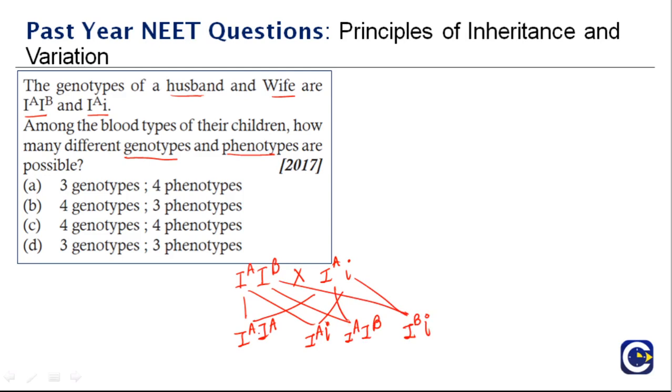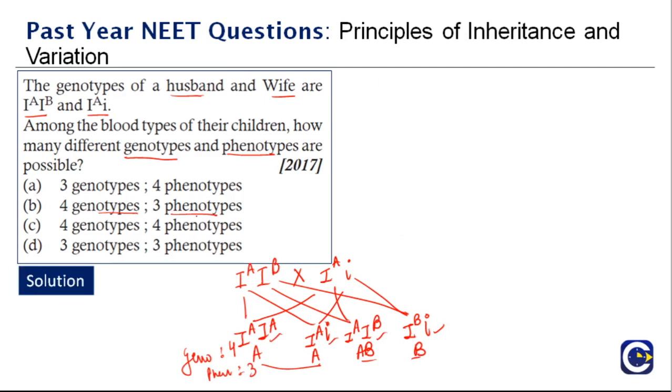So, okay, what is this? This is blood group A, this is blood group A, this is blood group AB, and this is blood group B. So, how many different genotypes are there? Different genotypes are 1, 2, 3, and 4. And how many different phenotypes are there? 1, 2, and 3. So, the correct answer is 4 genotypes and 3 phenotypes.